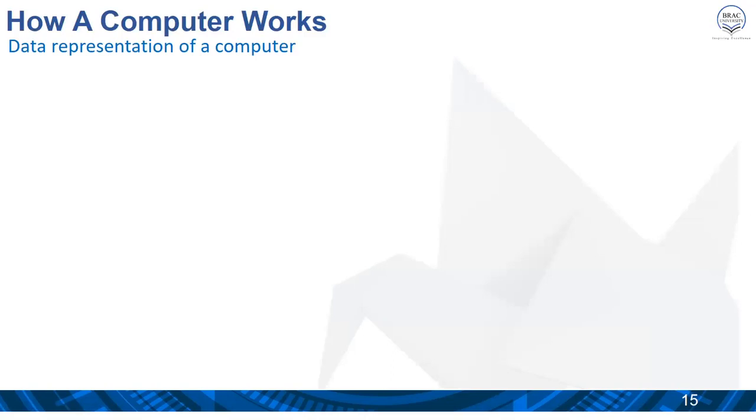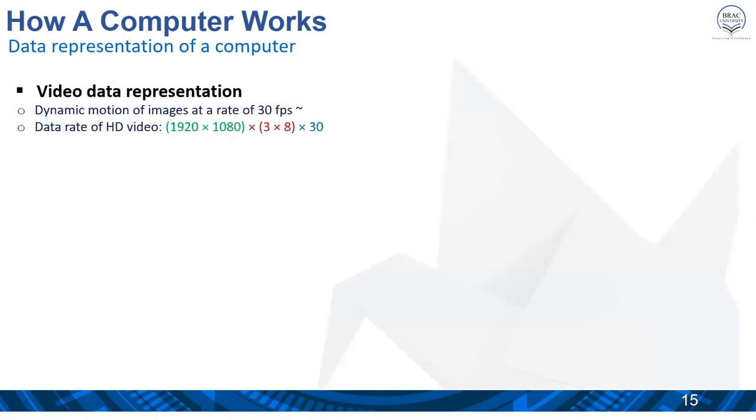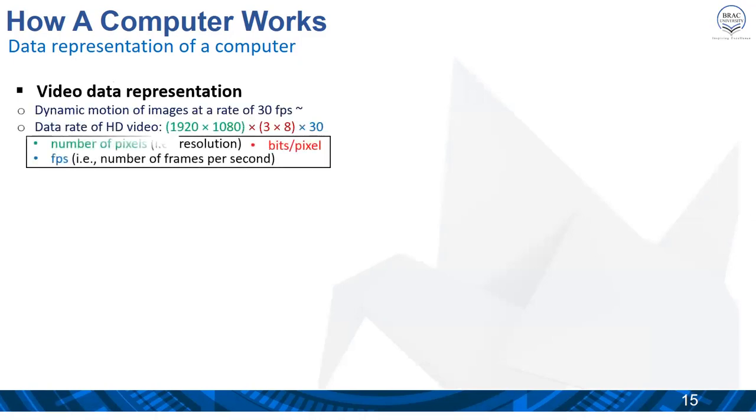Now moving to the video data representation. Actually, video data is nothing but a dynamic motion of images at a rate of 30 frames per second or more. And the data rate of a HD video can be calculated by following this expression.